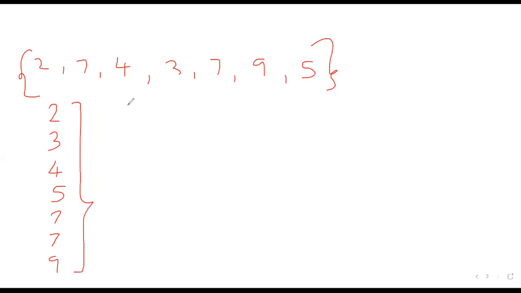Let's go to the range. What is the range? How do you find the range? Maximum value minus the minimum value of x. What is the maximum value of x here? 9. 9 minus what? 2. You get 7.